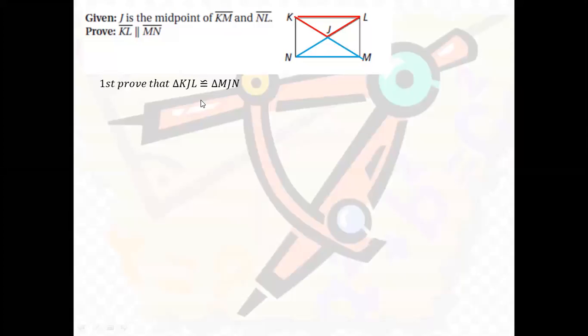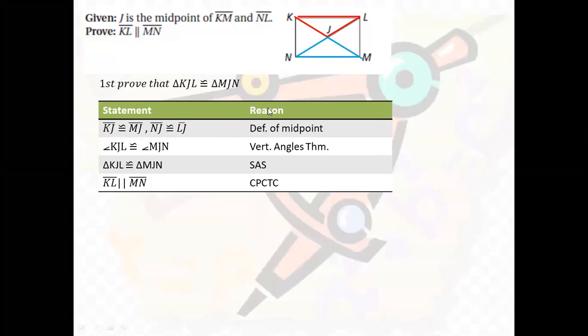First we need to prove that triangle KJL is congruent to triangle MJN. So which theorem are we going to use? Now we know this side is equal to this side and this side is equal to this side. So we have two sides. And also we know this angle is congruent to this angle because they are vertically opposite angles. So which theorem are we using now? We are using the SAS theorem, side angle side theorem. So this is the reason.